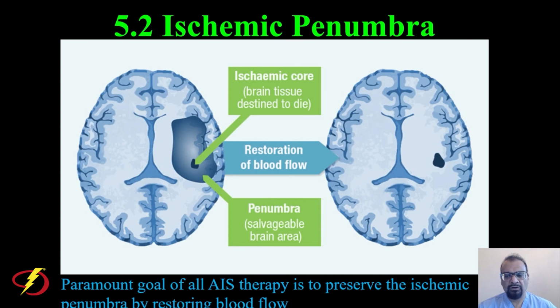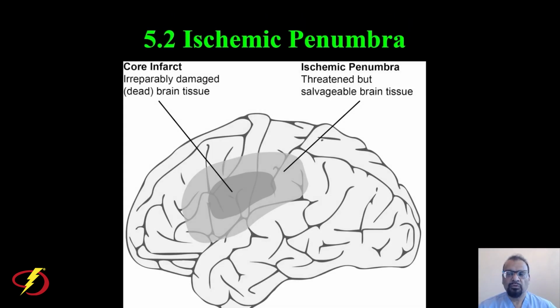Again, the paramount goal of all acute ischemic stroke therapy is to preserve the ischemic penumbra by restoring blood flow to the brain and reperfusing these threatened regions of the brain. When we restore blood flow, all we have damaged is that initial core infarct, with restoration of flow to the ischemic penumbra saving all this brain tissue from otherwise being infarcted. Remember, the core infarct consists of irreparably damaged cells. These will not come back.